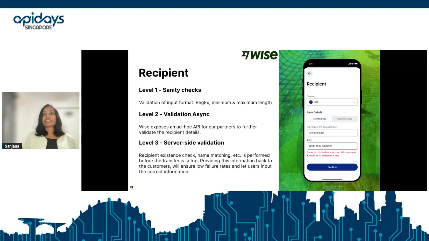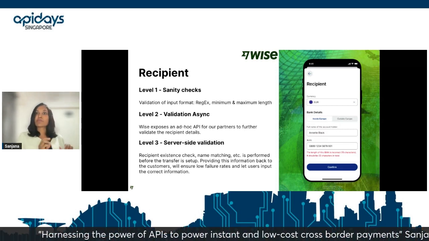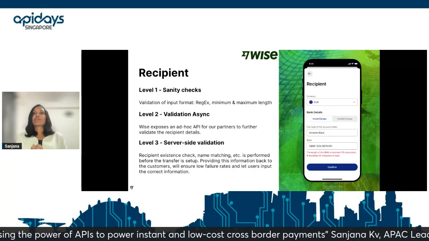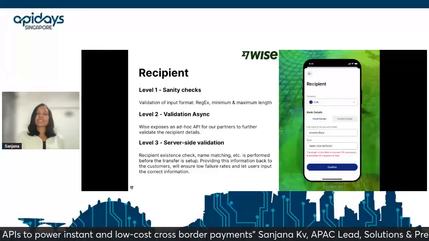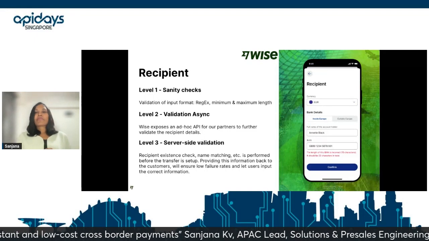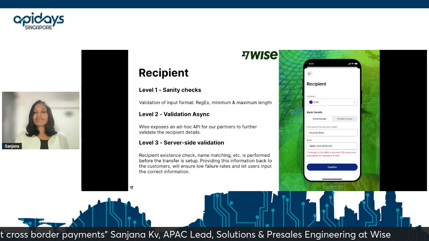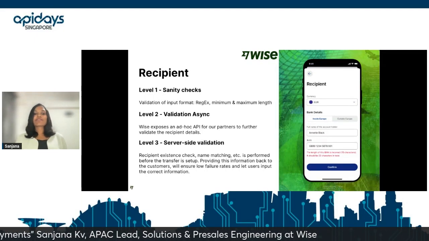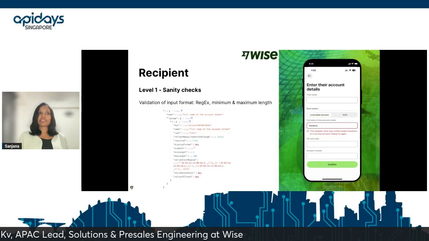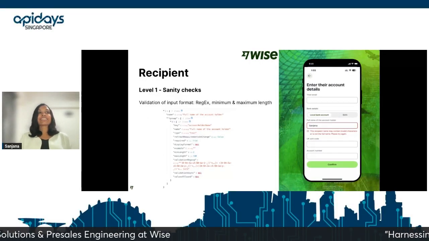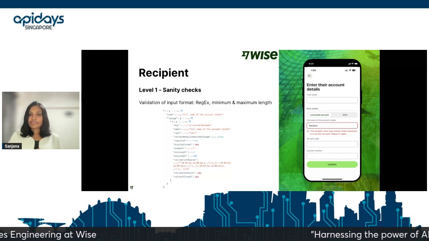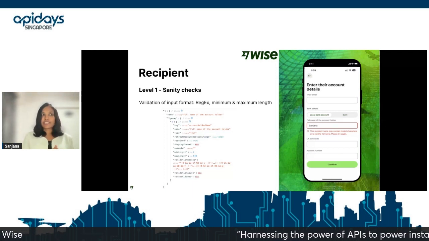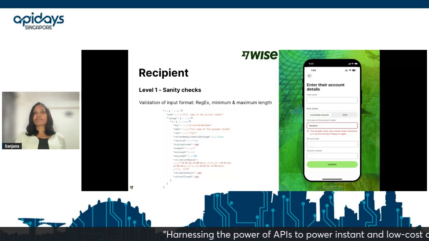If you're interested to know a bit more about how dynamic forms or dynamic flow works within Wise, you can watch one of my colleagues who presented during API Days last year on dynamic flow. But to summarize, we have 3 levels of validation on recipient creation. Let's dive deep into all 3 of these. The first level is sanity checks, so validation of input format.